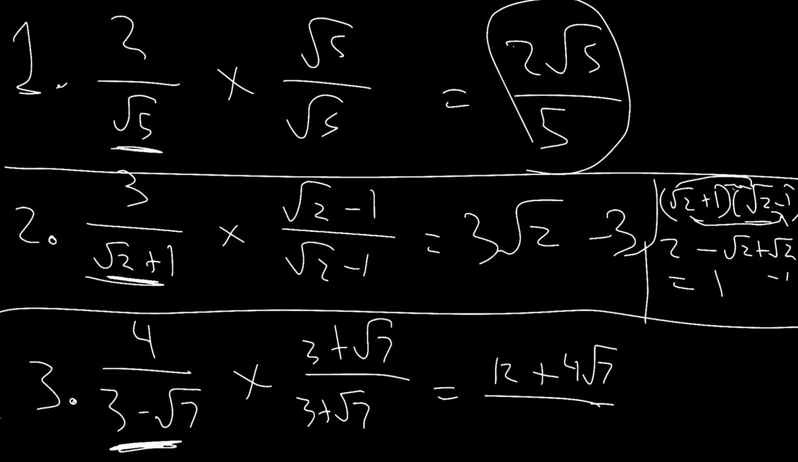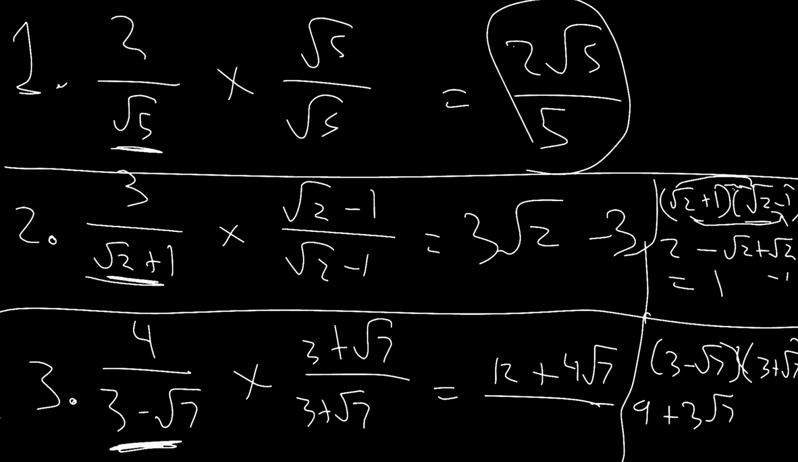Then I have a case of double brackets, so 3 minus root 7 times 3 plus root 7. So 3 times 3 is 9. 3 times root 7 is plus 3 root 7. Then I have minus root 7 times 3 gives me minus 3 root 7. And then I have minus root 7 times plus root 7, which just gives me minus 7. So all of this is just equal to 9 minus 7, which gives me 2.